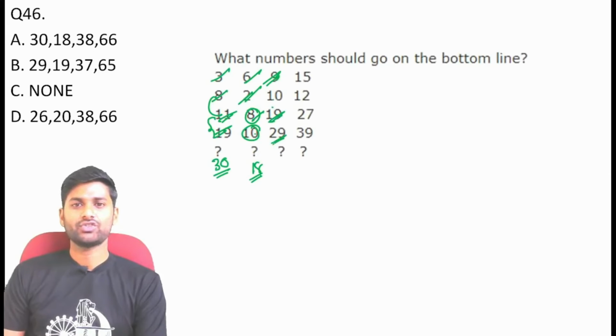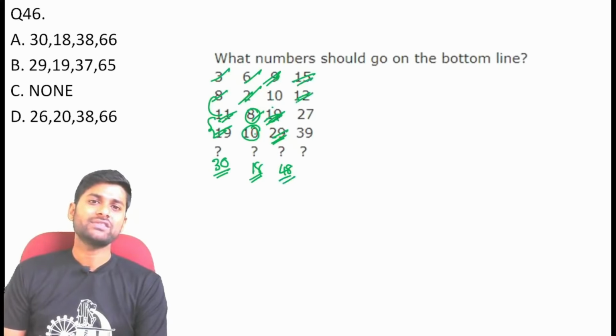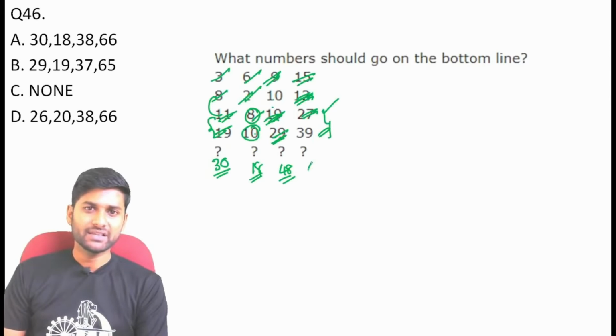10 plus 19 is equal to 29. 19 plus 29, the resultant becomes 48. So here we have a 48. Again, 15 plus 12 is equal to 27. 12 plus 27 is equal to 39. So 37 plus 29, the resultant becomes exactly equal to 66. But see guys, here we have a 38.